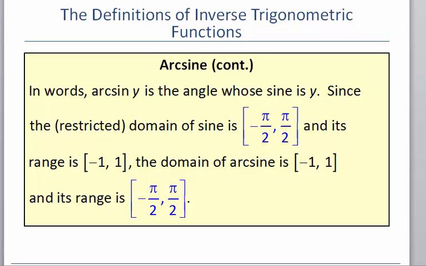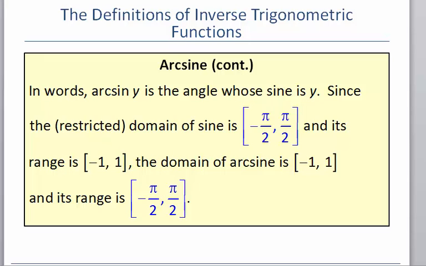All right, and then it goes on and says the domain of arc sine is -1 to 1, and the range is -π/2 to +π/2. Remember that when we go from a function to its inverse, the domain and the range switch places. The x and the y values switch from a function to its inverse.